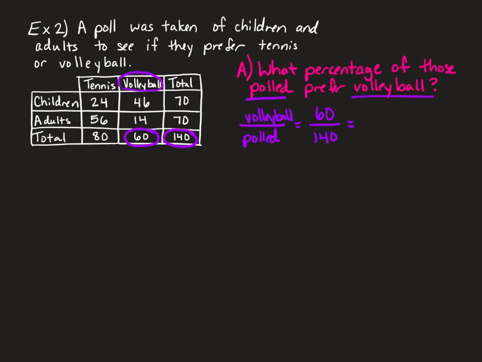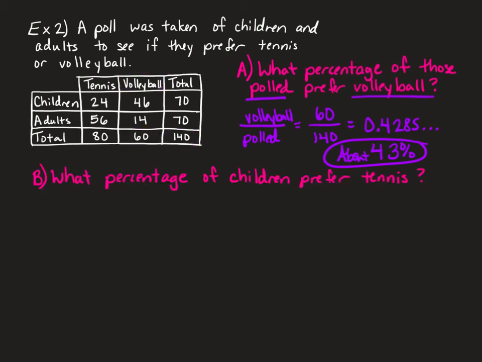And we want to go from a fraction to a percent. So think back to 7th grade. We take the fraction and we divide the numerator by the denominator, or you can use your calculator to convert fraction to decimal, either one. And we get 0.4285, and it just keeps on going. And if we moved our decimal 2 places right, we'd get 42.8, which is about 43%. About 43% of those polled prefer volleyball. That makes sense because it's a little less than half.